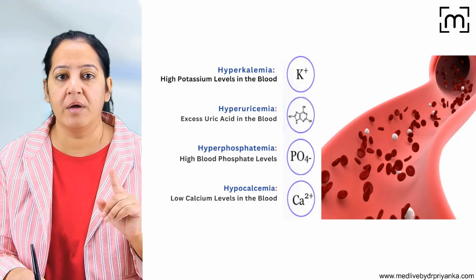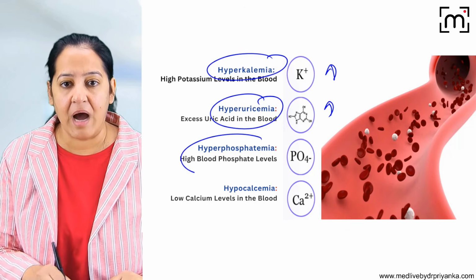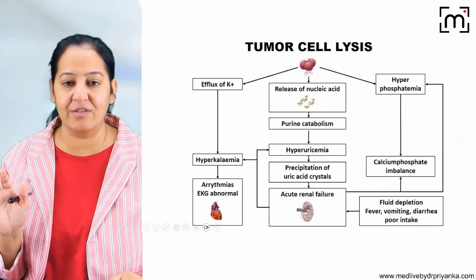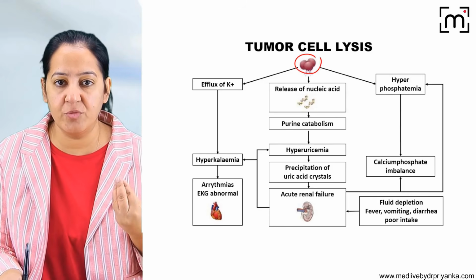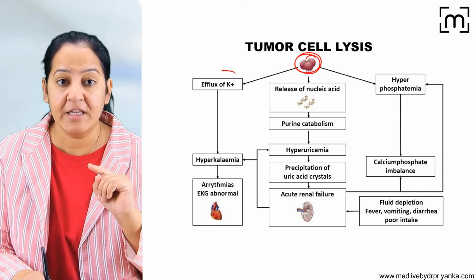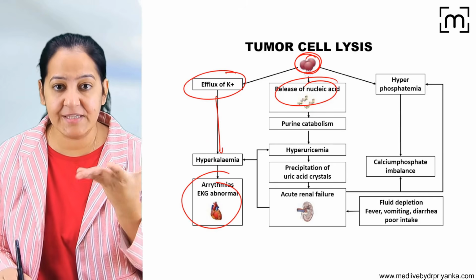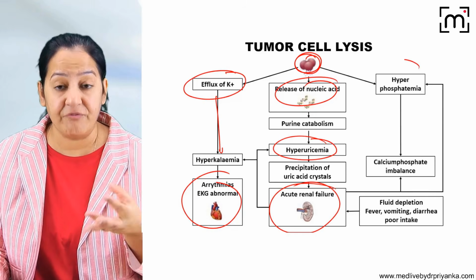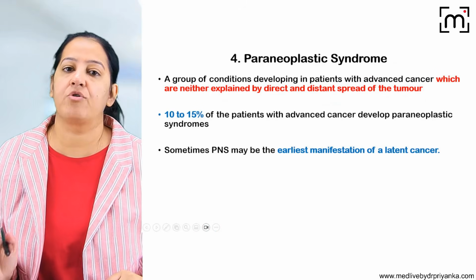The same thing is shown to you. Hyperkalemia, hyperuricemia, hyperphosphatemia, but hypocalcemia. So please learn the 4 properties of tumor lysis syndrome. We can draw this flowchart also. When the tumor cells are destroying very rapidly, the potassium will come out and that will lead to arrhythmia. The nucleic acid will come out, that will lead to uric acid, and that will lead to acute renal failure. The phosphate will come out, that will combine with the calcium, so calcium will fall. So you can draw this flowchart also.